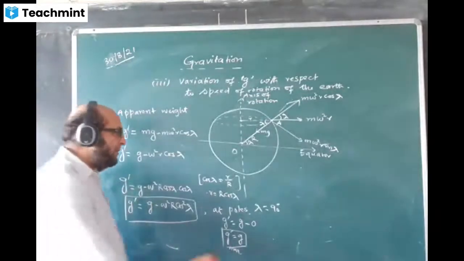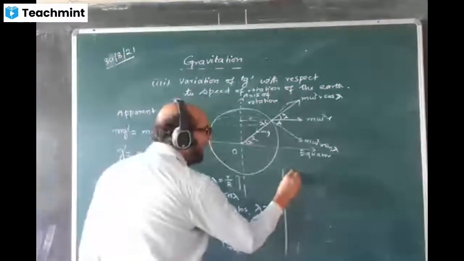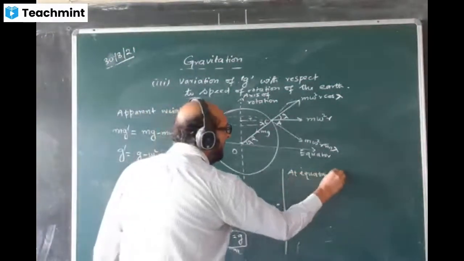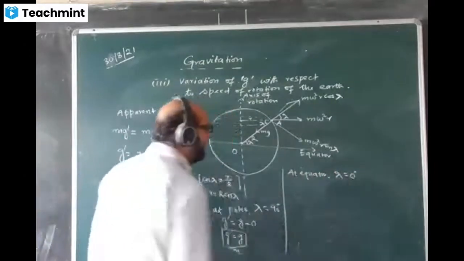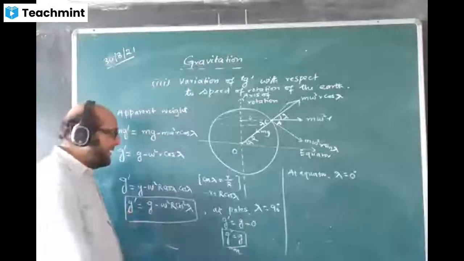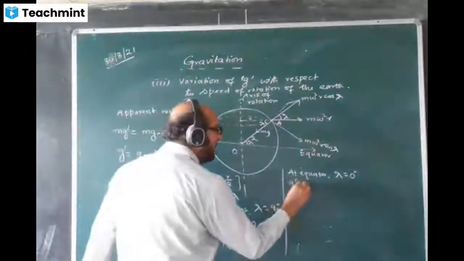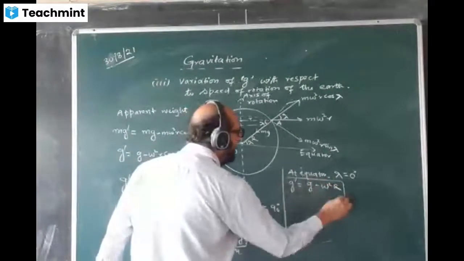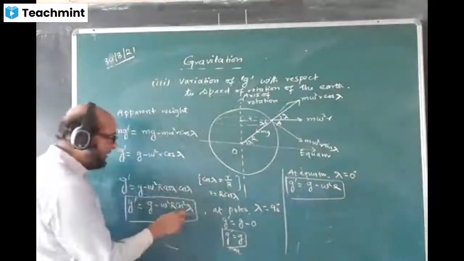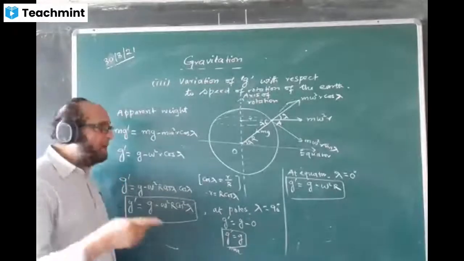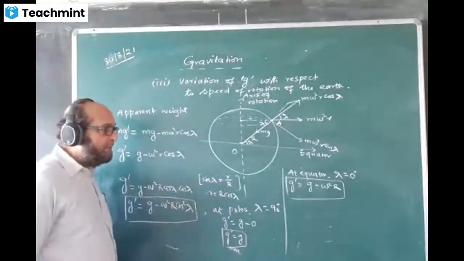And write down for at equator, lambda value is 0 degree. At equator, lambda value is 0 degree. Therefore, G dash value will become G minus omega square R cos square lambda, that is cos square 0 degree, and cos square 0 degree value is 1. So 1 squared, the answer will become this.